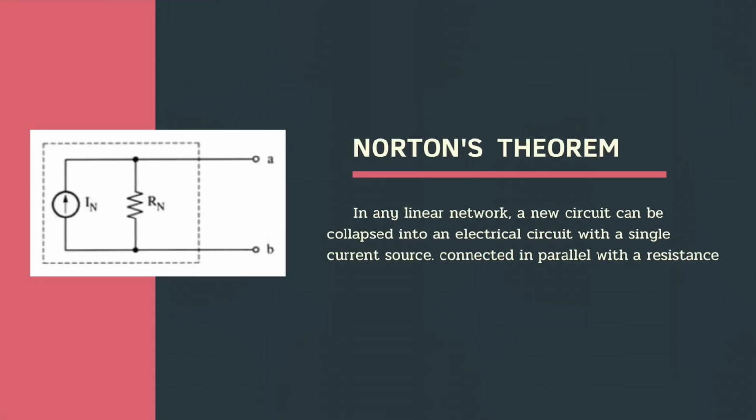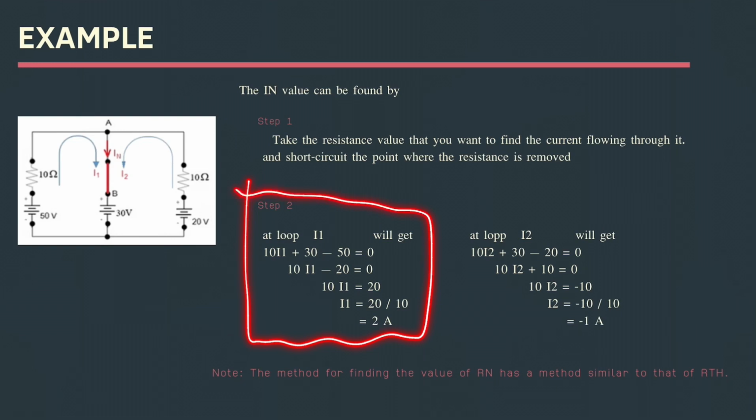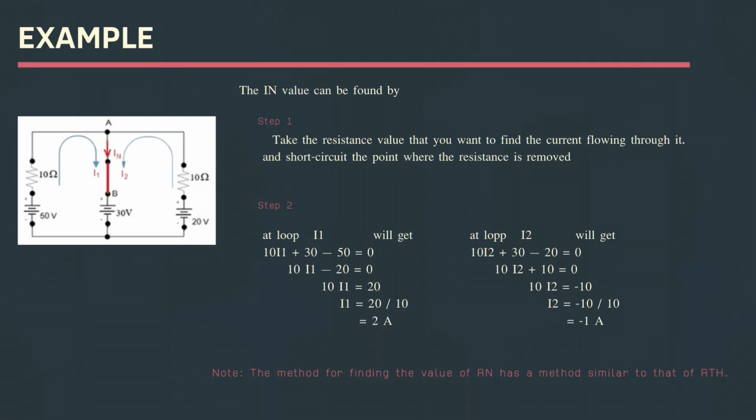And next, Norton theorem. Any linear network can be collapsed into an electrical circuit with a single current source connected in parallel with a resistance. In this example, the IN value can be found by step 1. Take the resistance that you want to find the current flowing through and short circuit the point where the resistance was removed.